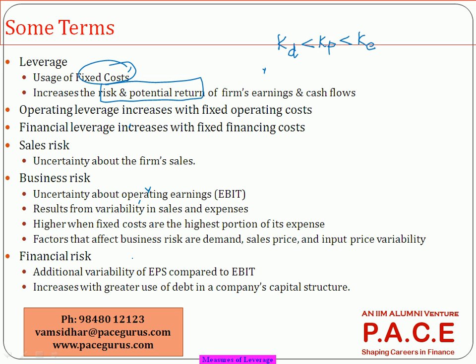So from that standpoint, the company's risk actually increases if it has a larger amount of fixed costs as a proportion of the total composition. If the fixed costs of a company are very, very high, one bad year, 2 bad years.